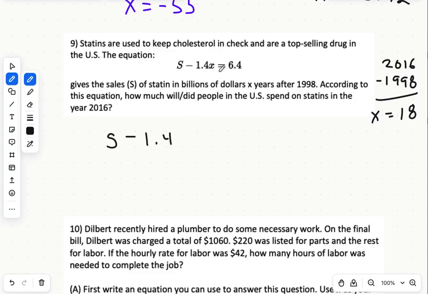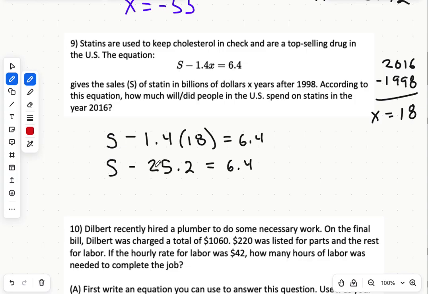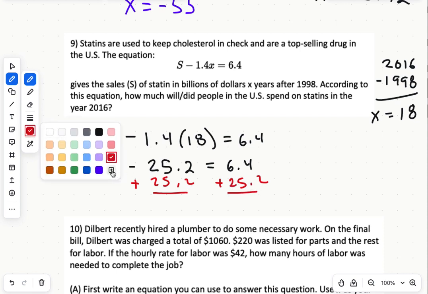Again, we're trying to find sales, and I know time. So we put an 18 in for the x, and then that equals 6.4. I have a little bit of multiplication to do there, so let's get that cleaned up to a nice solid number. If you throw that in the calculator, you'll get 25.2, and S minus 25.2 equals 6.4. So we would want to add 25.2 to both sides, and that will get S by itself.